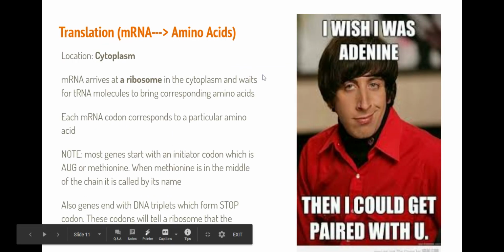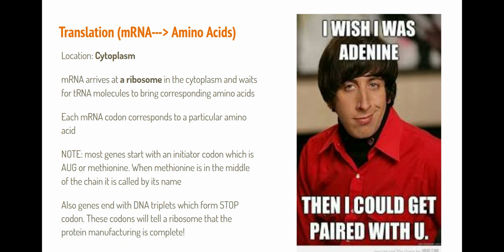So within translation, which is the second step, we are now going to make amino acids. This happens in the cytoplasm. The mRNA leaves the nucleus and enters the ribosome, which is hanging out in the cytoplasm, waiting there for tRNA and mRNA. As it's waiting, mRNA loads itself into the ribosome, and then tRNA is signaled, hey, start bringing those amino acids in.